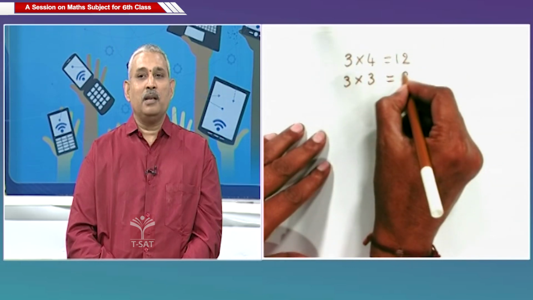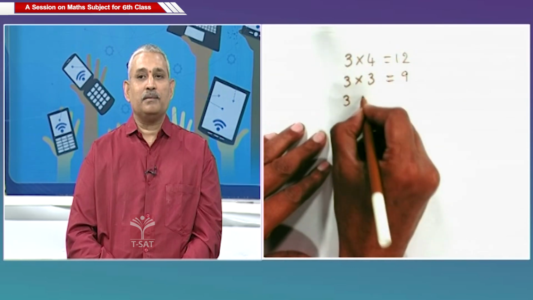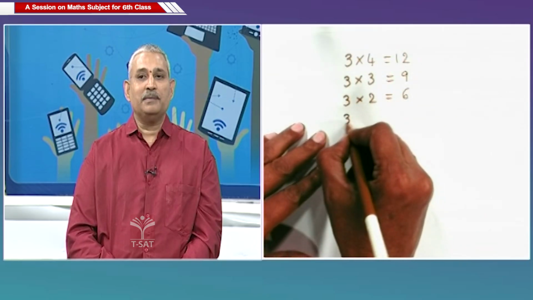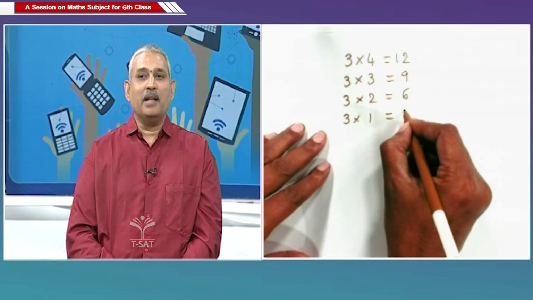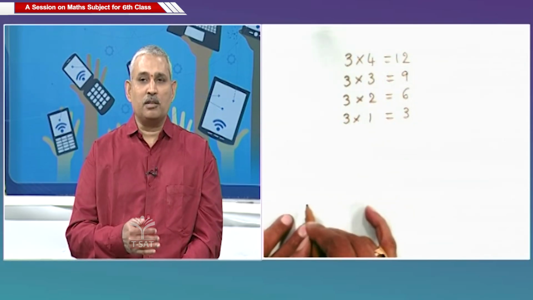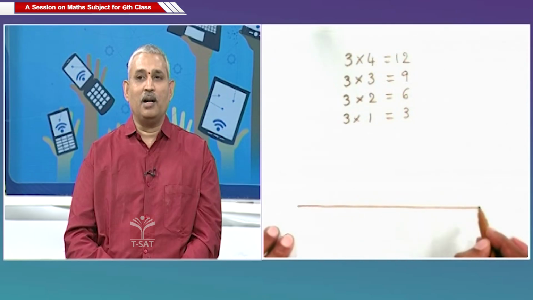Then 3 into 2, 6. 3 into 2, 3 into 1, 3. Here, till here we understand. So below that you draw the number line, sir, so that it will be easy. So just at the bottom you draw.